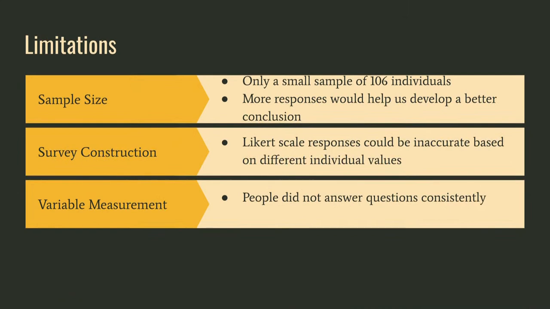Some of our limitations include our sample size. We only had 106 individuals participate in our survey, which was a somewhat small sample. More responses would help us develop a better conclusion. For our survey, we used a Likert scale, and some of these responses could be inaccurate based on individual values differing from person to person. And in our variable measurement, people did not really answer the questions as consistently as we would have liked.